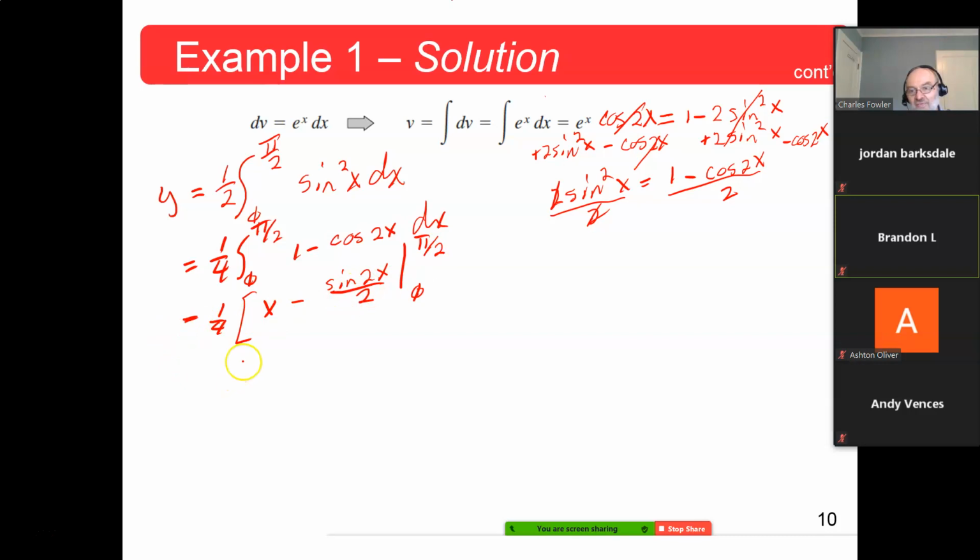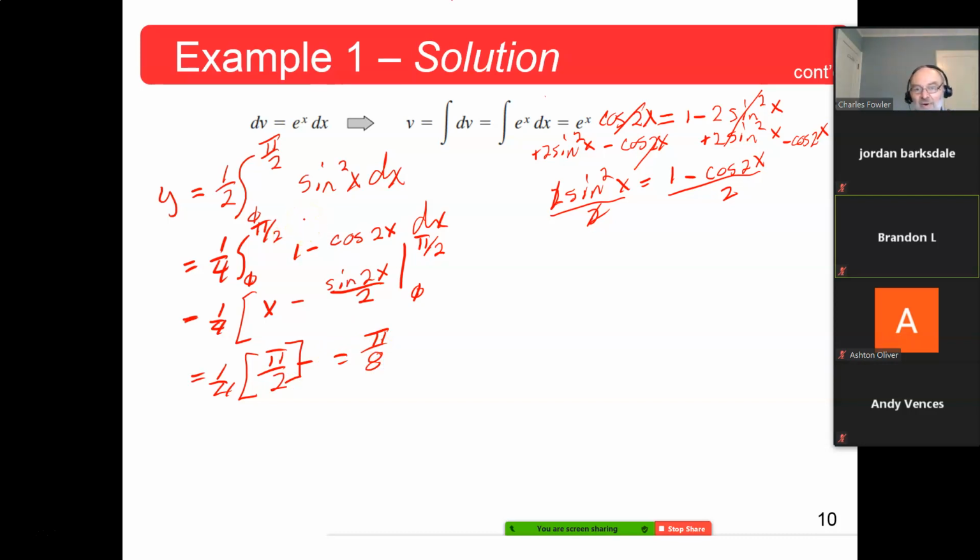So when you plug this in, that gives you a 1/4 times pi halves, minus sine of 2 times pi halves, that would be pi. Sine of pi is 0. Then we'll do a minus 0 and another 0 here, so that's all you got. So this is going to be pi eighths. So that's this integral here.